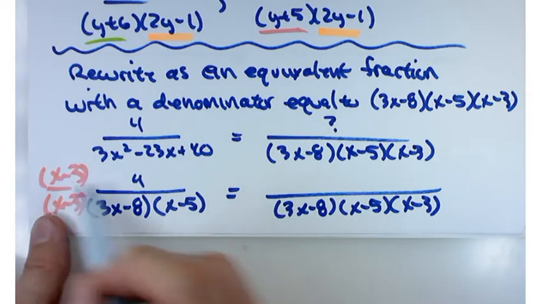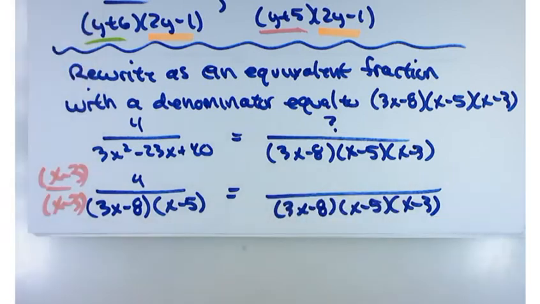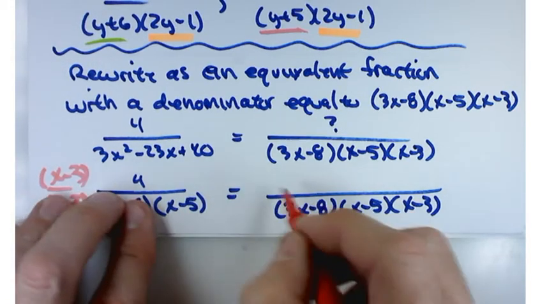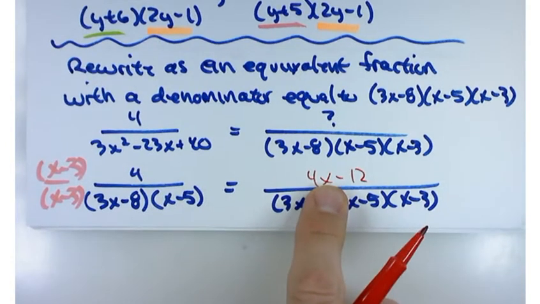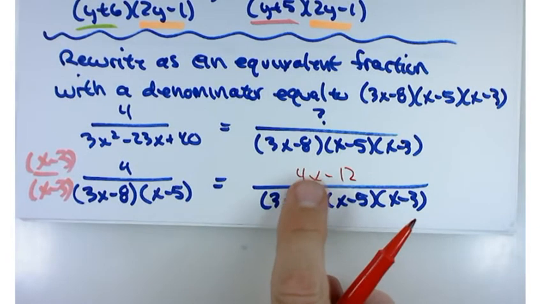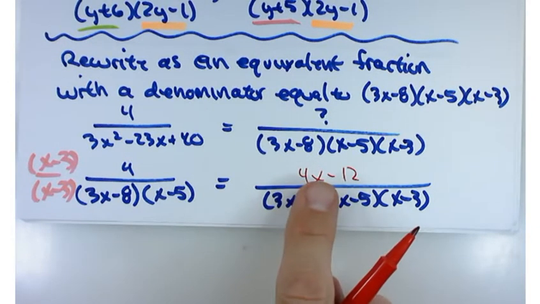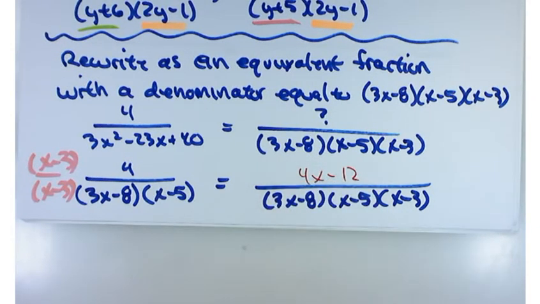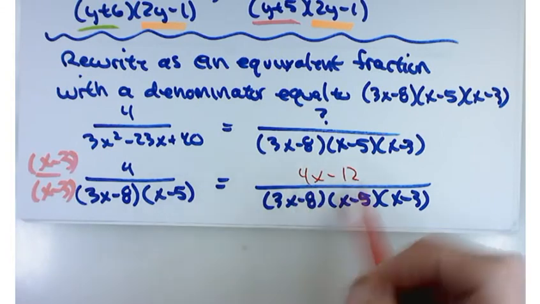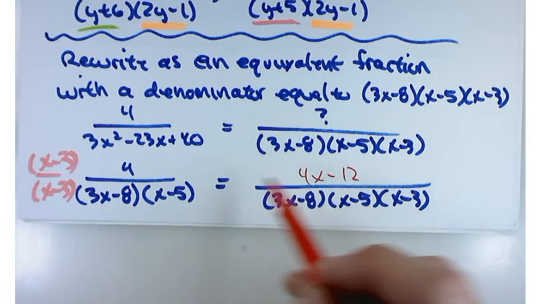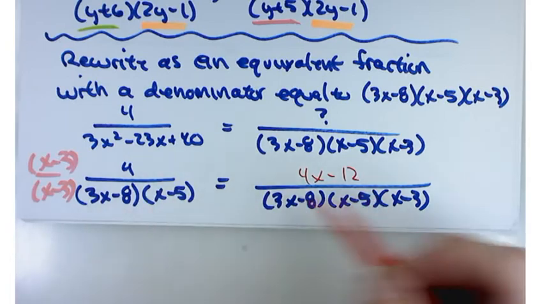Now, if I distribute this term in the numerator, then on top, what would I end up with? 4x minus 12. And that's probably all you're going to have to input into Newton, is this part right here. It's just the numerator. Because what they're looking for is what would make this an equivalent fraction, and you just have to figure out the numerator. This is now equivalent to this, but it has a different denominator.